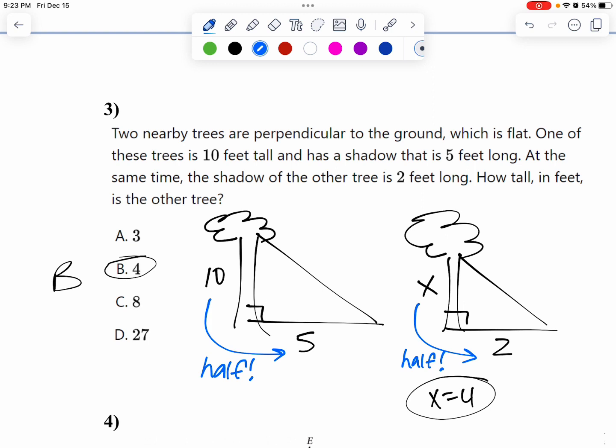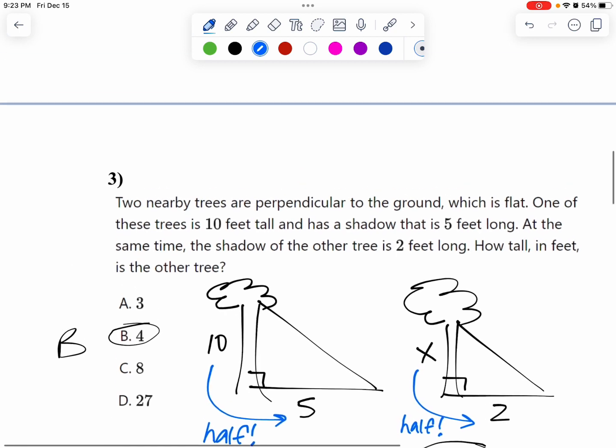So they bring up this question to me and they're like, I don't understand this question about these 2 trees. They're perpendicular. One of the trees is 10, one is 5. I have a shadow. I don't know what to do. And I'm like, okay, well, let's draw a picture. And so they roll their eyes at me. I'm not even kidding you. And they go like this.